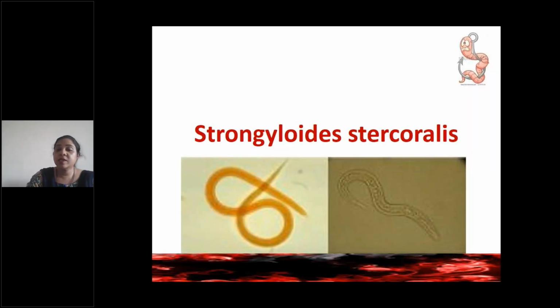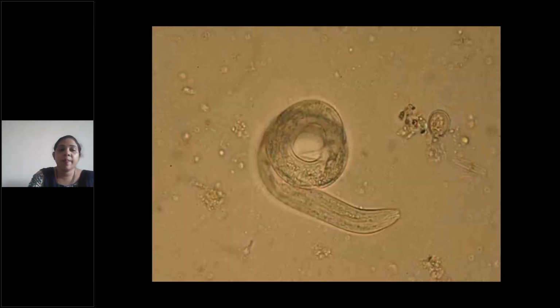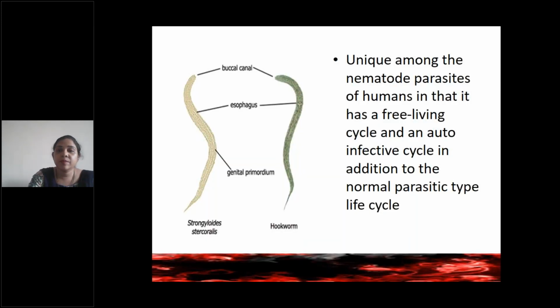Next, Strongyloides stercoralis. Strongyloides stercoralis is a very unique nematode parasite of humans because it has a free-living cycle and an auto-infecting cycle in addition to the normal parasitic type of cycle.